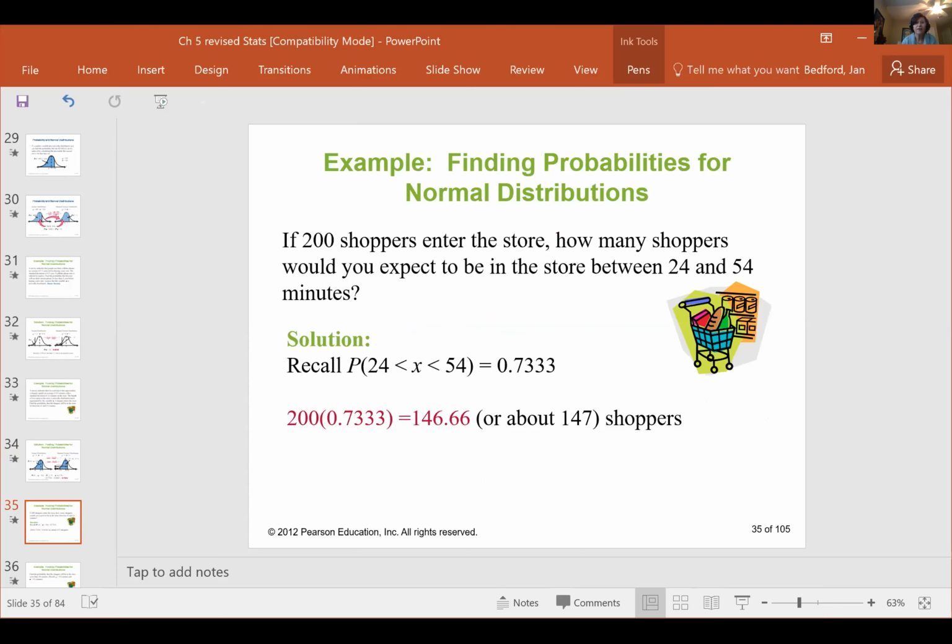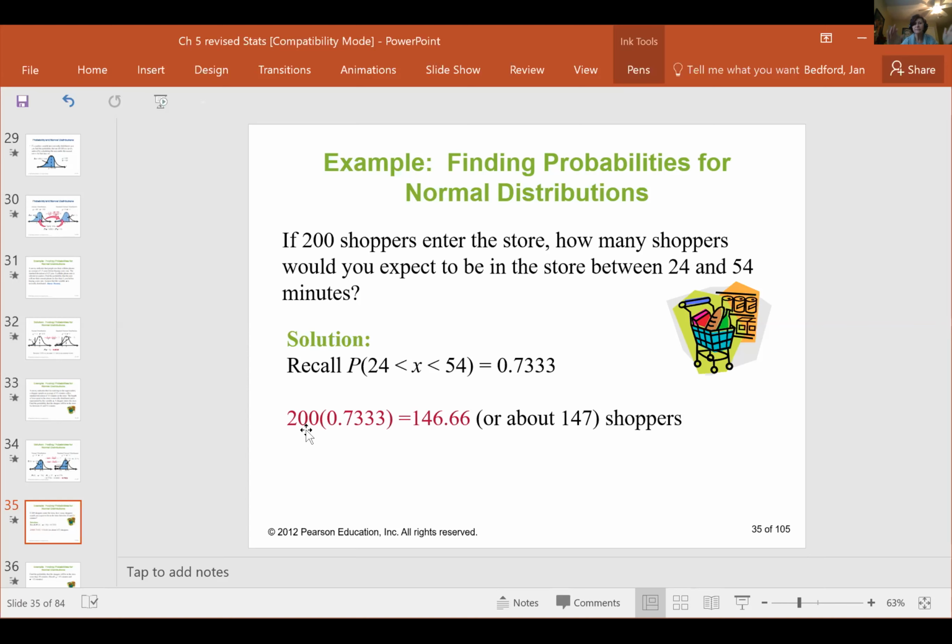All right, now look at this. If 200 shoppers entered the store, how many shoppers would you expect to be in the store between 24 and 54 minutes? So if I know there's like a 73% chance that's how long somebody's going to stay, and there are 200 shoppers, doesn't it make sense? I just multiply those two together and I get about 147 shoppers. Okay, so you'll have to watch the question to see what it's asking.